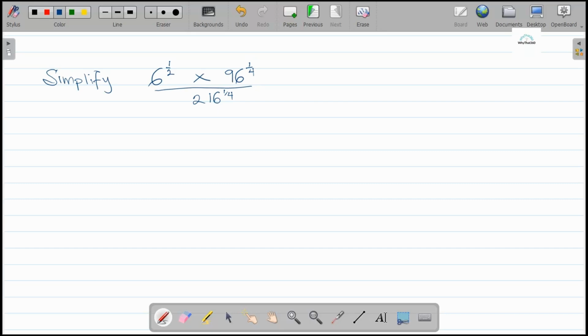I'm going to rewrite this as 6 to the power 1 half times 96 to the power 1 fourth divided by 216 to the power 1 fourth. This is the same as the question that we had. Don't forget this 6 is also out of 1. So if you multiply this, you are going to get that.